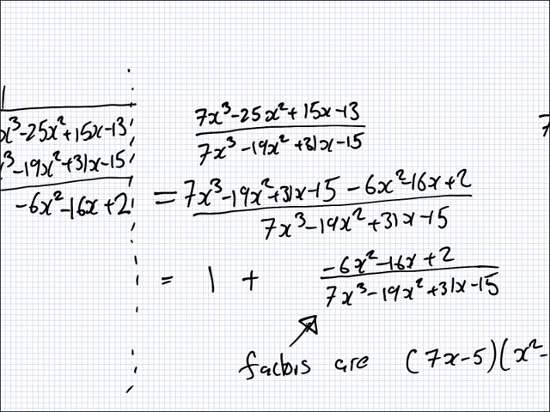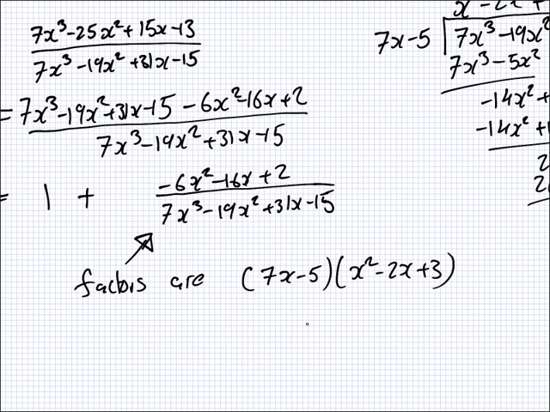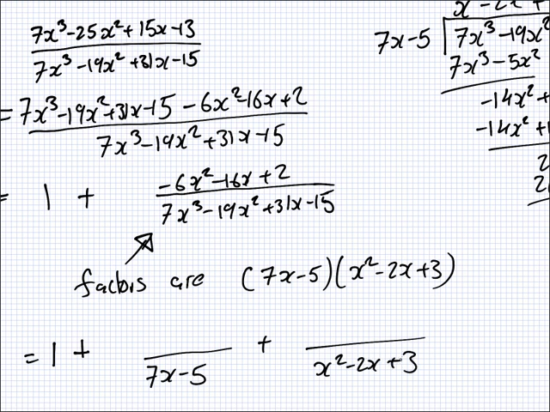Daniel? Yeah, okay. So, let's see. Right, so now we have 1 plus something over 7x minus 5, plus something over x squared minus 2x plus 3, because they're the two factors of this cubic. Well, it's clear what the first one must be. It must be a constant. And the second one must be linear, of the form bx plus c.